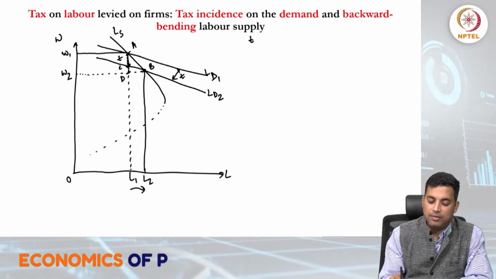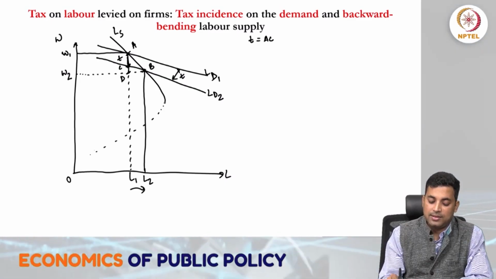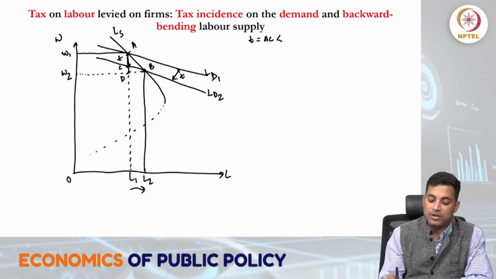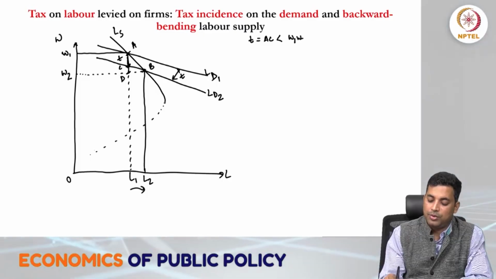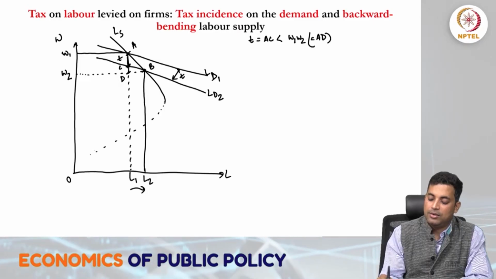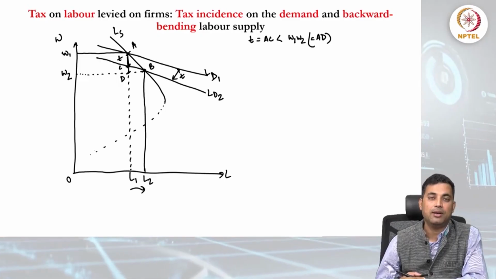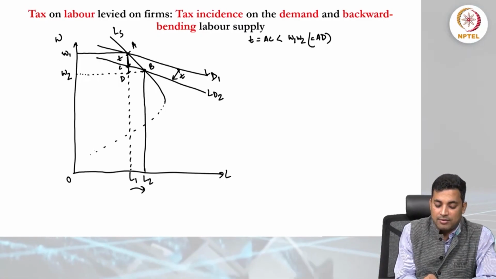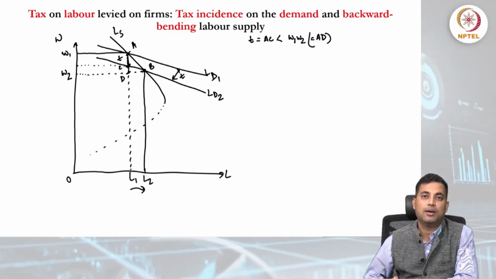So T, which is the AC amount, is certainly less than the total change in the wage, which is W1, W2, or the amount A and D. So this is what we are trying to say here: the tax will be less than the wage change. Tax is basically this much of tax that we got.